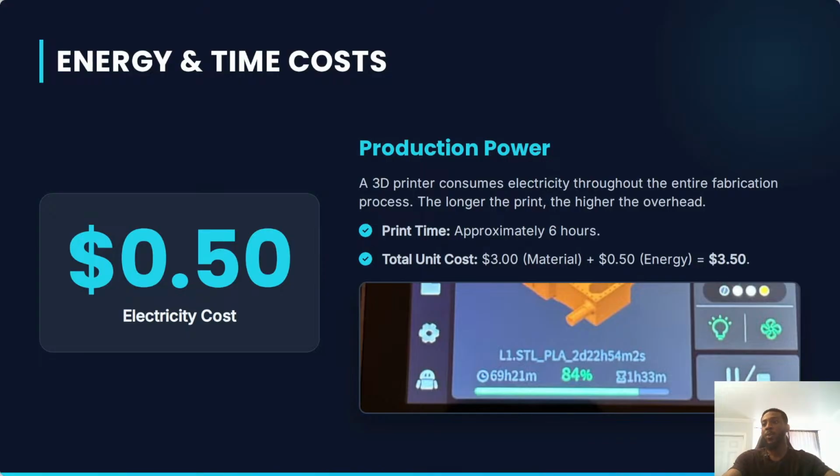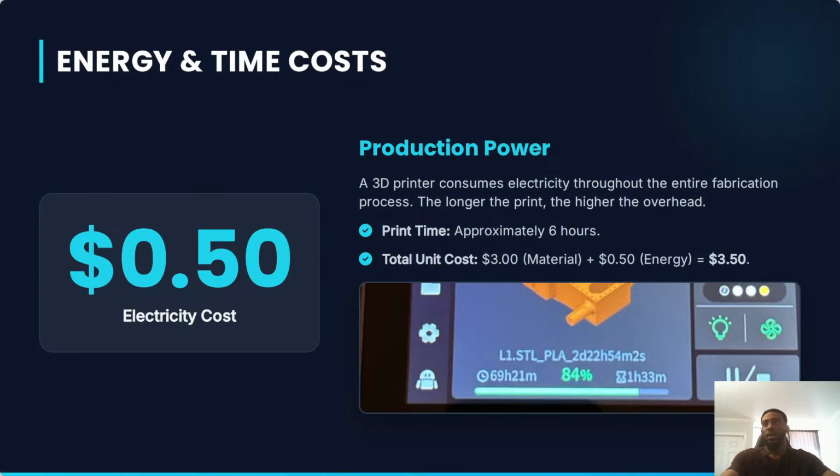energy and time costs. Now this is very important. I really want you to take note of this, because when your printer is on, you are not only paying for your material, you're also paying for energy. You're paying for electricity. You're paying for the total amount of time it takes your prints to finish. So material is not the only expense, because the printer also consumes electricity. So let's say a print takes approximately 6 hours. Let's just say it takes 6 hours to make about 3 or 4 of these parts.